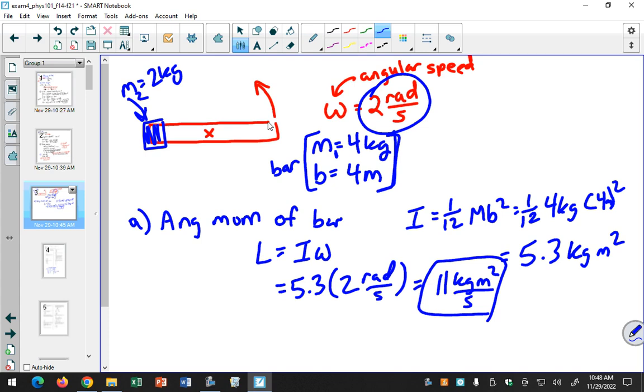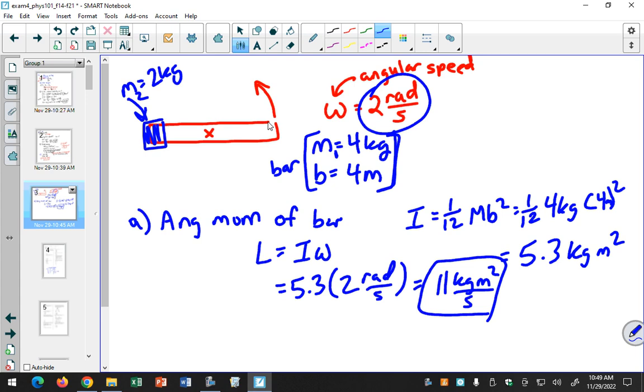Just what is the angular momentum? This first object, before this second object ever comes into play, what is the angular momentum? That omega does have to be in radians per second. I give it to you in radians per second. So all the units are all good.